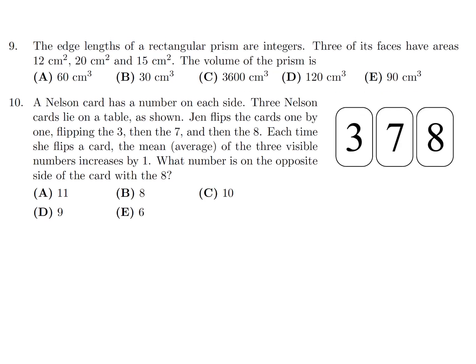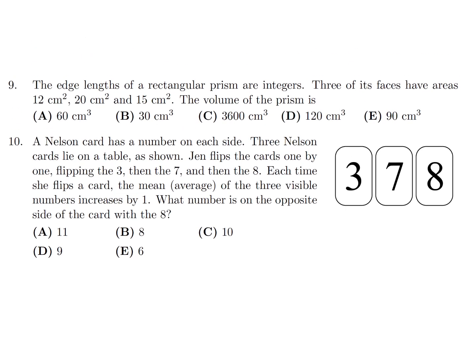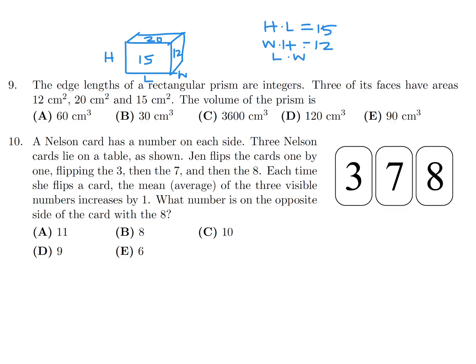The rectangular prism's edge lengths are integers. Faces have areas 12, 20, and 15. Volume of the prism? Okay. So let's just draw this prism. Okay, so we have length, height, and width, correct? Does it matter? Not really. I can just label them whatever I want. Based on that labeling, H times L is 15, W times H is 12, and L times W is 20.